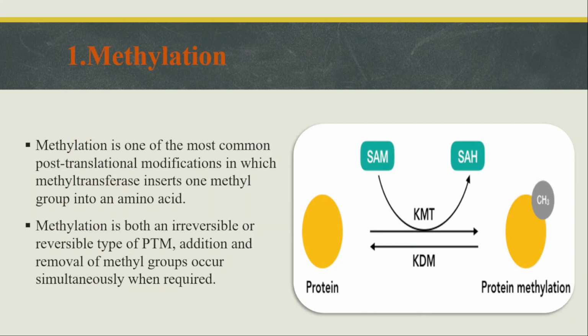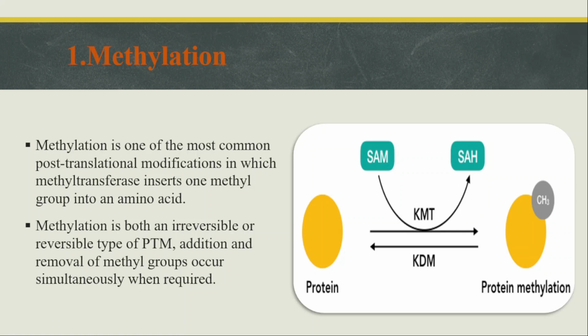Methylation is the best example for reversible post-translational modifications, and it is controlled by the enzyme methyltransferase, and it targets arginine and lysine. Methylation is one of the most common post-translational modifications in which the methyltransferase inserts one methyl group into amino acids.